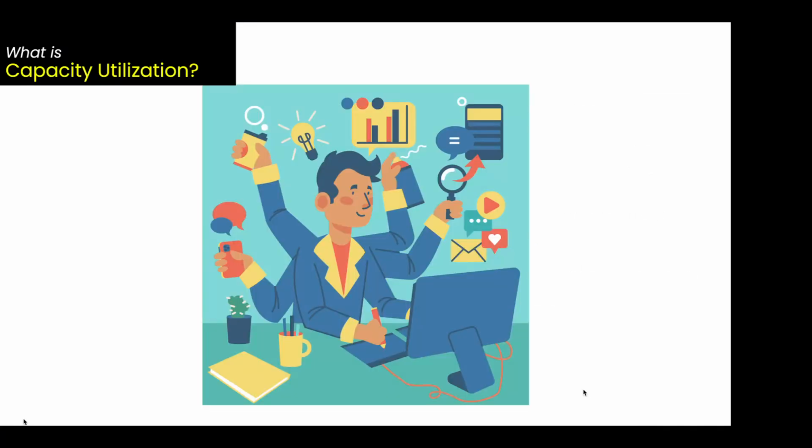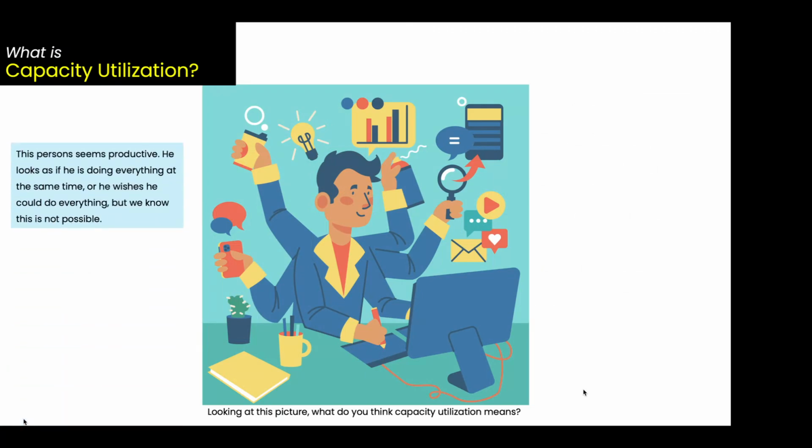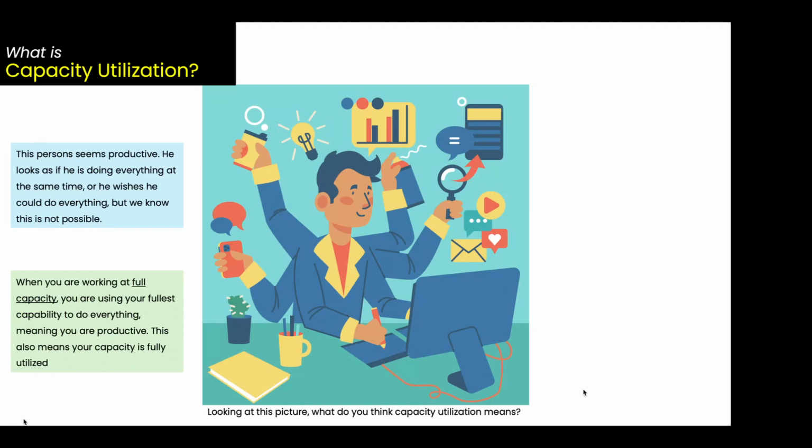Okay, so let's start. What is capacity utilization? When you look at this picture, you see a man doing so many things. I'm trying to relate this picture to actual capacity utilization, which is quite relatable to you as a student as well. This person seems productive. He looks as if he's doing everything at the same time, or he's trying to, but we know it's not something easy. When we are working at full capacity, we are using our fullest capabilities to do everything. And normally, working at full capacity is assumed to mean that we are being very productive.